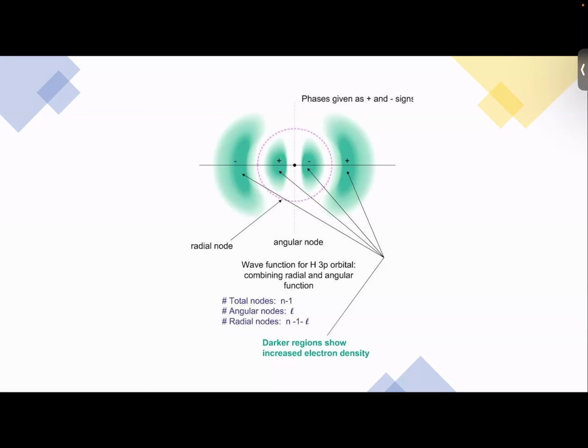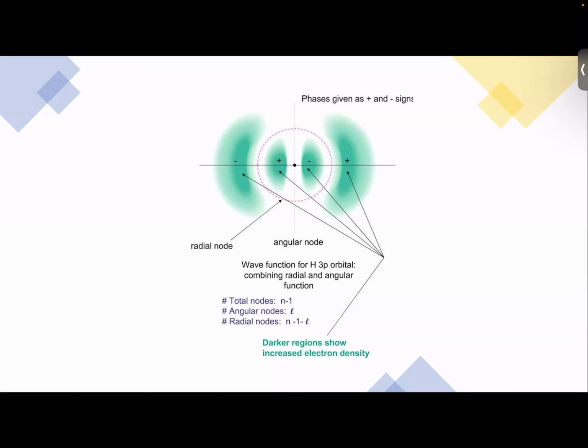I started with the fact that it had to be a p because it was dumbbell shaped. The next thing I did is determine where the p's begin, which is in the second shell. And then that meant that the inner shell had to be 2. The next one out would be 3. So this is a 3p.